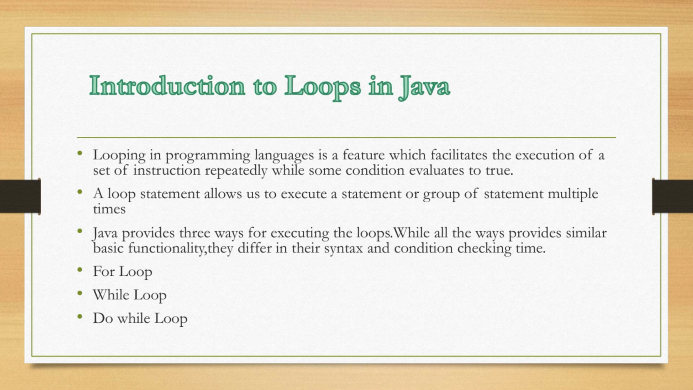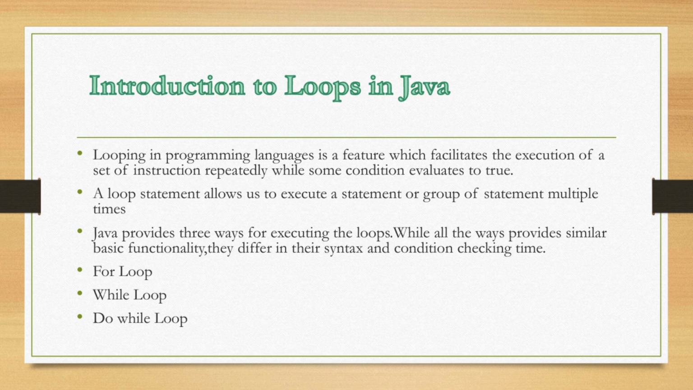Before diving into the types of loops in Java, let's start with the introduction to the loops. Looping in programming language is a feature which facilitates the execution of a set of instructions repeatedly while some condition evaluates to true. A loop statement allows us to execute a statement or a group of statements multiple times. Java provides three ways for executing the loops. While all the ways provide similar basic functionality, they differ in their syntax and condition checking.